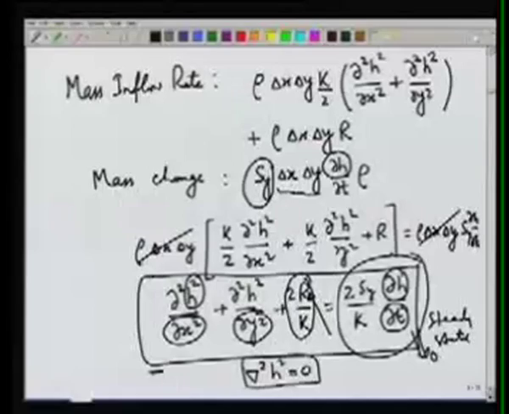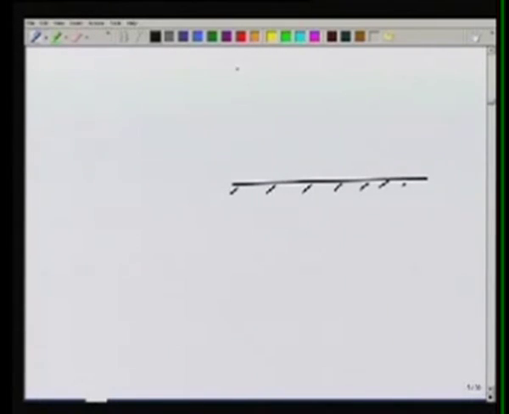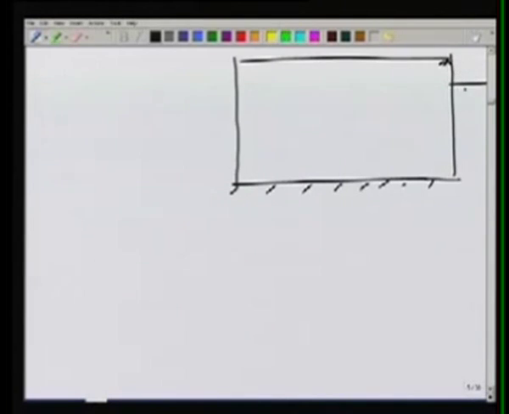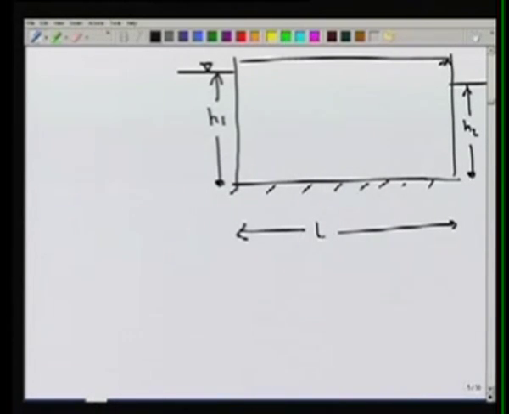There we had Laplacian of H equal to 0. So the only difference is that instead of H, now we have Laplacian of H square as 0, which we can solve to obtain the value of H at different locations. So let's take an example in which, similar to the confined aquifer case which we had considered, ground level, and let's say there are two water bodies which have elevations of H1 and H2, and let's say that there is a length L, x is 0 here, and then at certain x we want the location of the groundwater table.